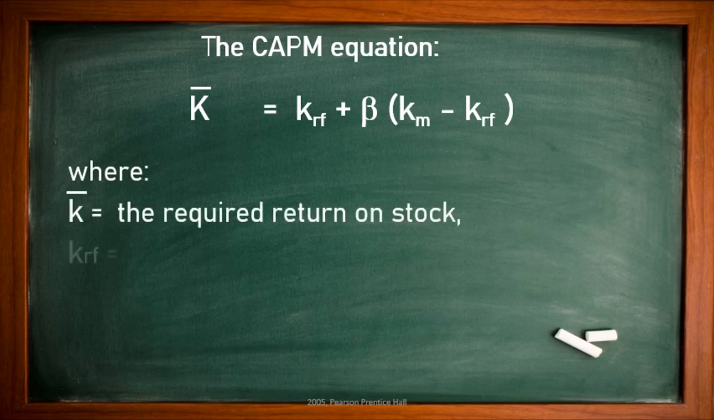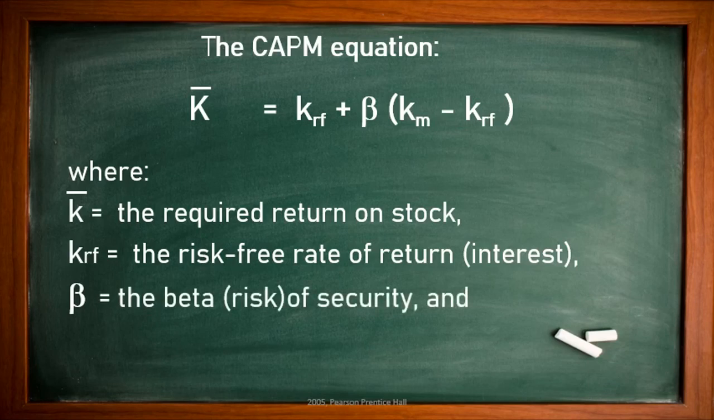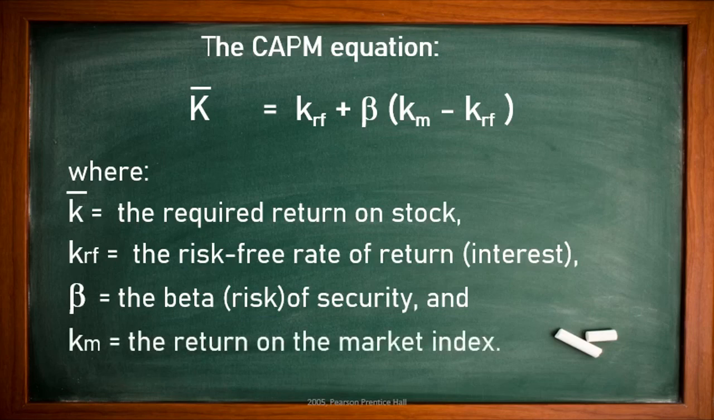Here K bar is the required rate of return on the stock, and KRF is the risk-free rate of return. It is also known as the interest on your investment. Beta is the risk of the security. Each security has its own beta, and it is calculated by the company itself to mention to their investors. And KM is the return on the market index. It means if you are going to choose an investment, you get expert advice on what the market return is or what return you will get against this investment.